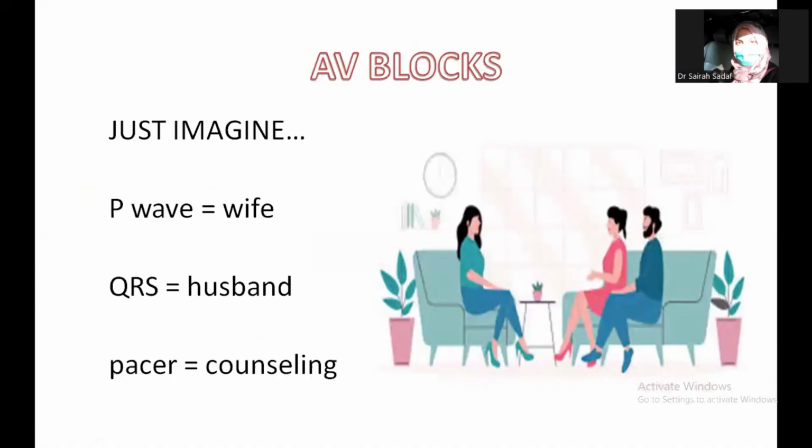Now, this is a very beautiful story I'm going to tell you. Not a very beautiful story, actually, a very sad story. And let's see how to fix it. Just imagine that the P wave is a character, and let's label it the wife, and the QRS complex is the husband, and the pacer that is required for the correction of the problem, let's call it the marriage counselor.